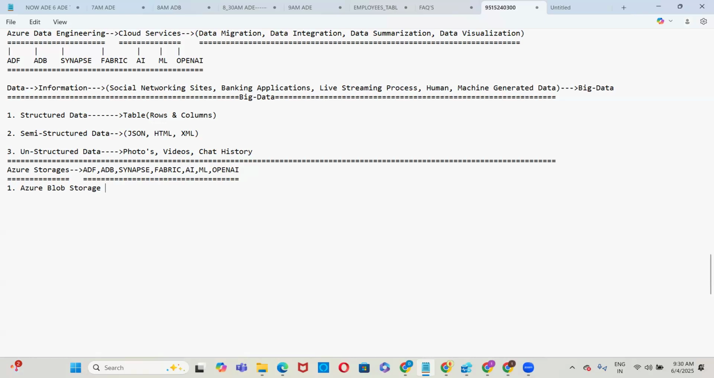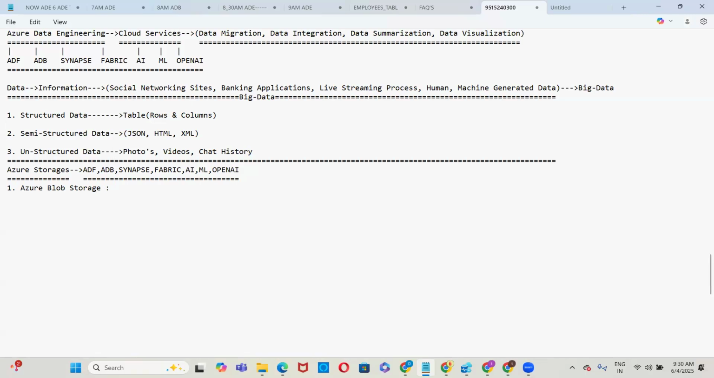The Azure Blob Storage, which stands for what, guys? Azure Blob Storage is a very basic storage in Azure, where blob stands for Binary Large Object. And this can store any kind of data. What any kind of data, guys?